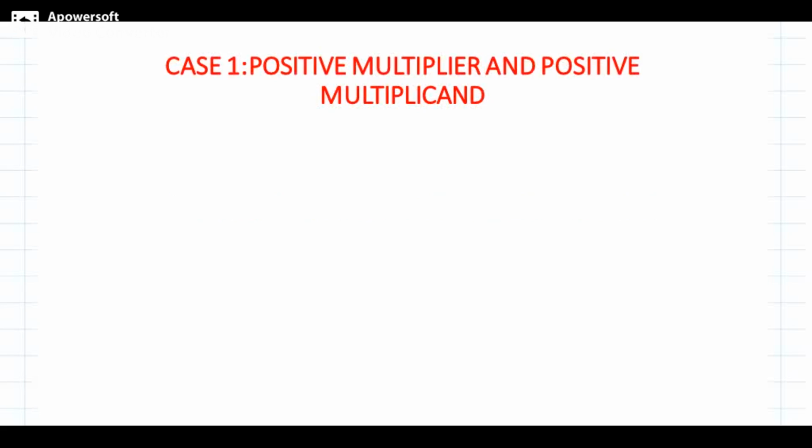So we'll take case 1, that is positive multiplier and positive multiplicand. So now we know that Booth algorithm can be considered for both positive as well as negative multiplicand and multiplier. So we can consider 4 basic cases under Booth algorithm. The first case is positive multiplier and positive multiplicand. The meaning of this sentence is both multiplicand and multiplier are positive numbers. So we'll take one example.